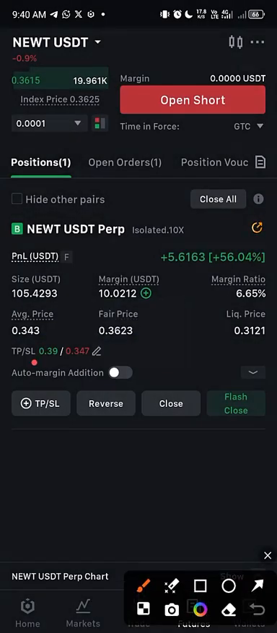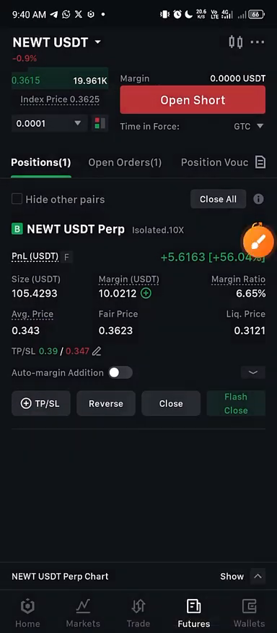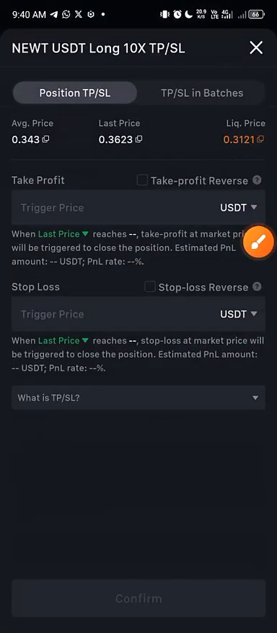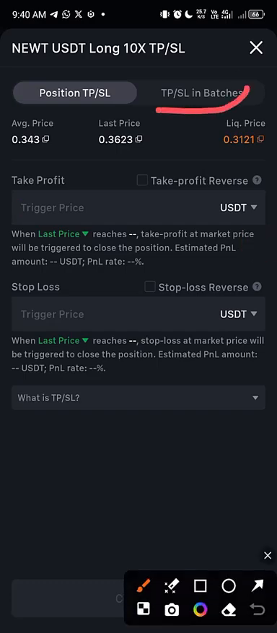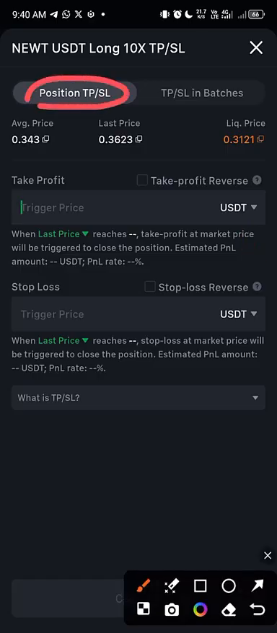Now to set the second TP, which is setting multiple TP, remember this first TP is just 50% of the coins I'm selling. Now the second TP, I'll now set 30%. So for me to set the second TP, I'll click on this plus TP slash SL. Then I'll still click on TP slash SL in batch, not this position now, not this one. This one says position. I will not use this one. So I'll click on this because I want to set in batches, right?